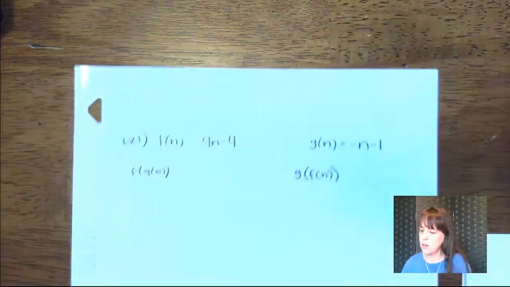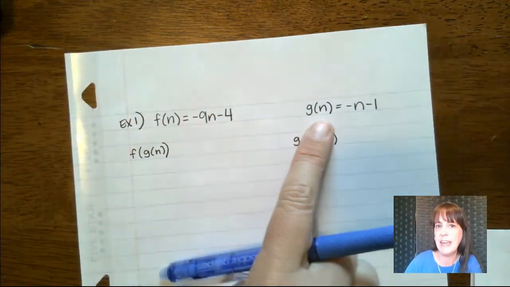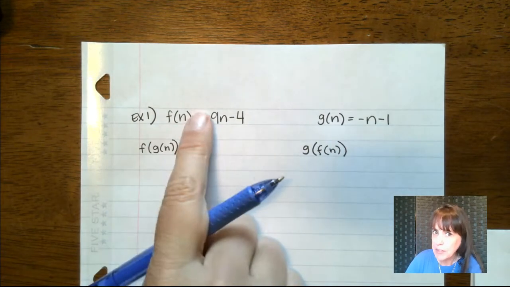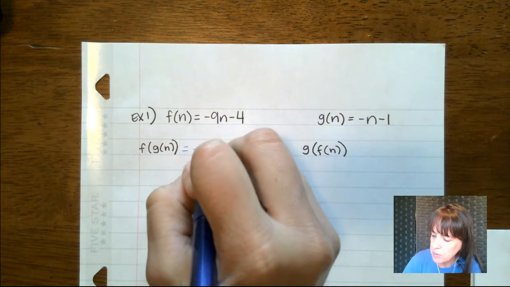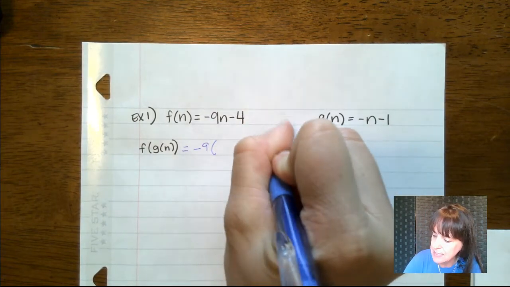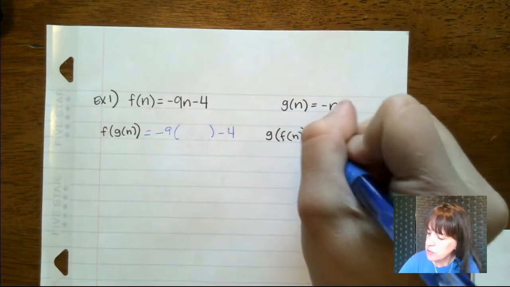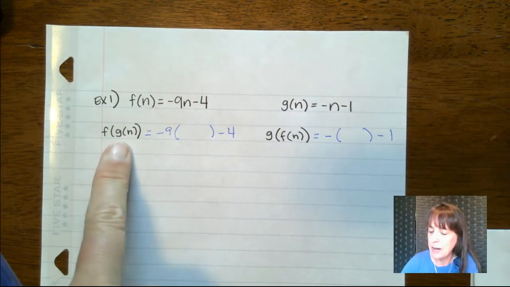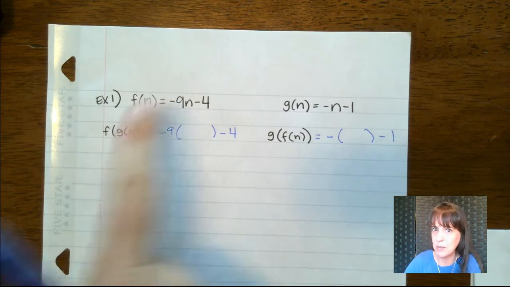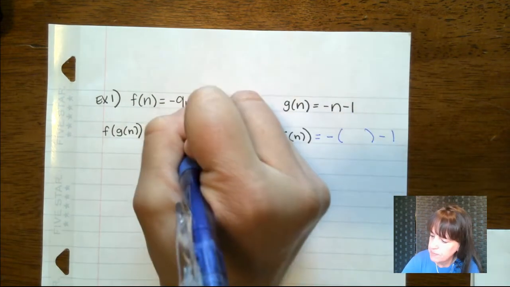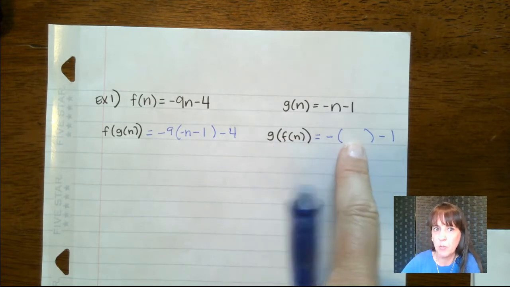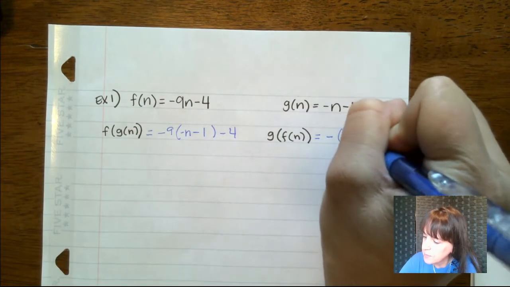Okay, let's try some others. For this one, we have f of n and g of n. Now we're going to start with f of n. We're going to start with f, and wherever there's an n, we're going to put in parentheses. And for g, we're going to do the same thing. We're going to put in parentheses wherever there is an n. Now for this one, we're going to fill our parentheses with g, which is negative n minus 1. And for this one, we're going to fill our parentheses with f, which is negative 9n minus 4.